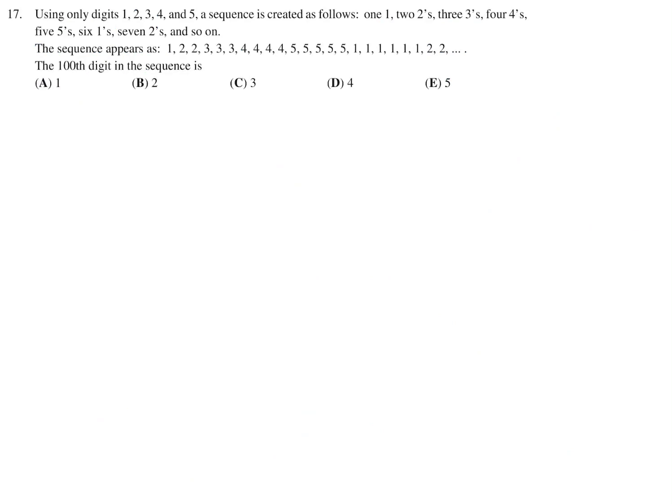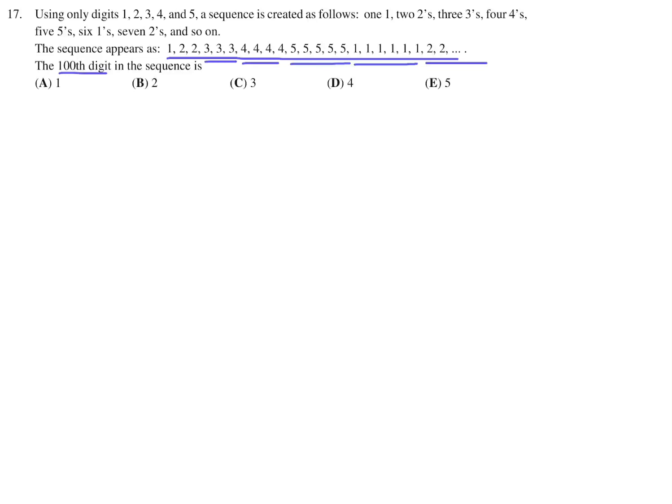Using only digits 1, 2, 3, 4, and 5, a sequence is created as follows: 1, 1, 2 2s, 3 3s, 4 4s, 5 5s, 6 6s, 7 7s, 7 2s, and so on. So the sequence appears as this. So you can see there's 1 1, 2 2s, 3 3s, 4 4s, 5 5s, and then 6 1s, and then there's going to be 7 2s, and so on. The 100th digit in the sequence is.